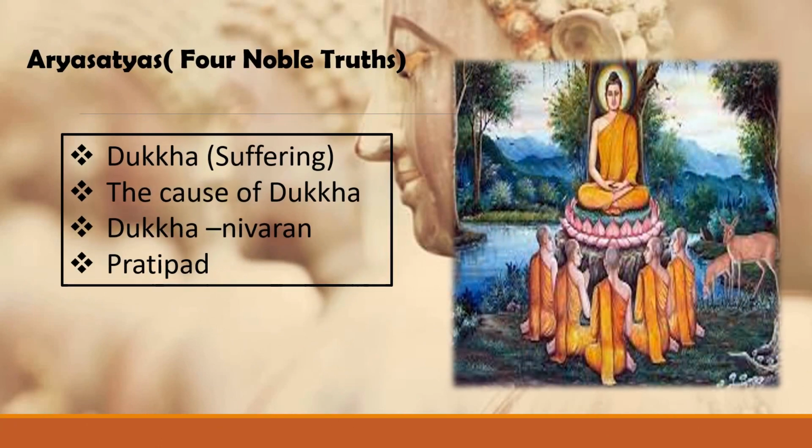Let's learn about Arya Satya, which means Four Noble Truths. Dukkha means suffering, the cause of dukkha, dukkha nivarana, and pratipad. Let's learn in detail about this. Dukkha means suffering. There is suffering in human life. The cause of dukkha means there is a cause of suffering. Dukkha nivarana means it is possible to end suffering. Pratipad means way. This way leads to the end of suffering. This is the way of good conduct. It is known as the Eightfold Path.